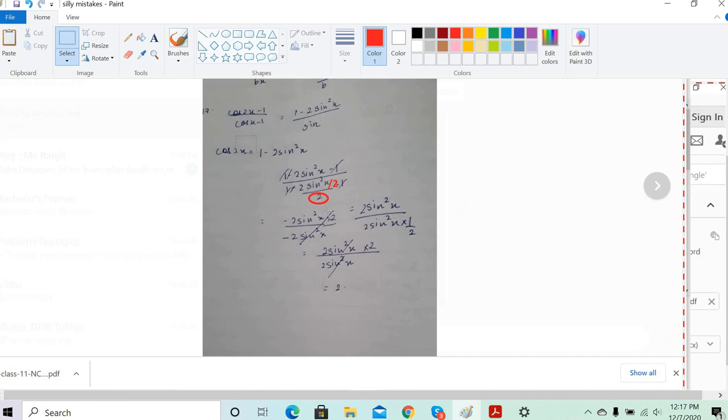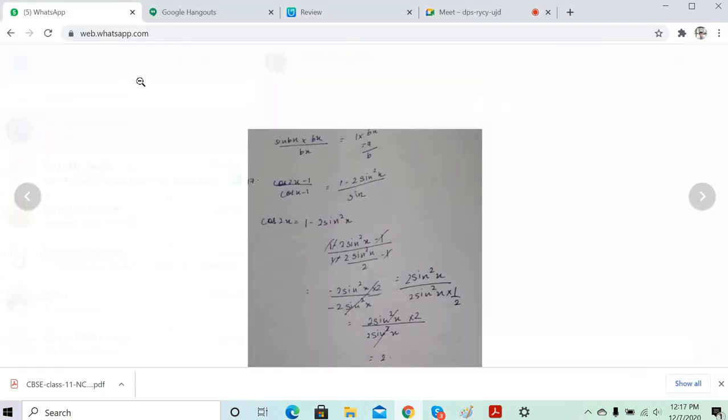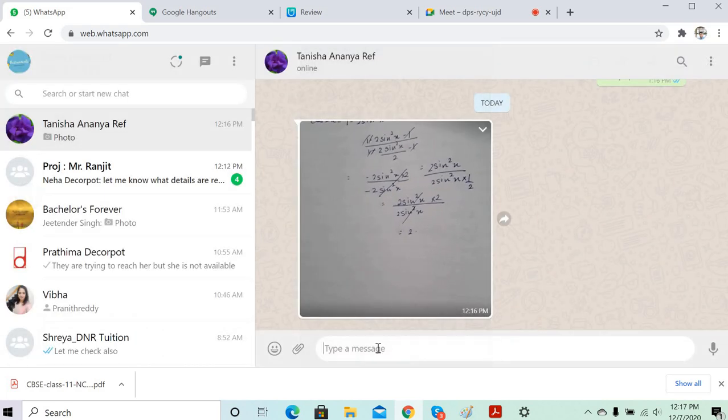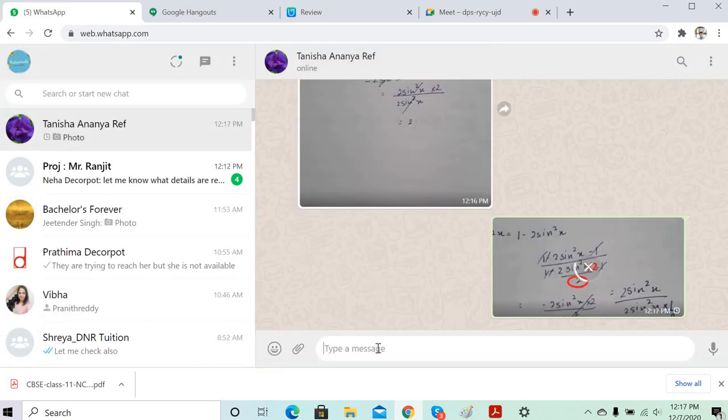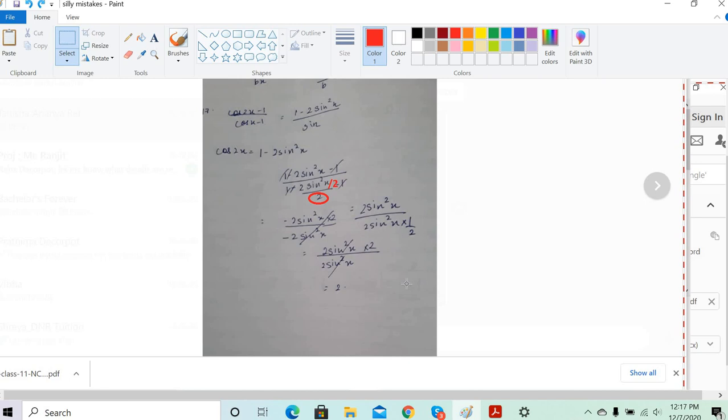I'll just send you where the mistake happened. This is the angle, Tanisha. You got it? Yes, sir. Understood, right? Clear? So this 2 is not there. The 2 is there on the sine square x by 2. The angle is x by 2. So on the top, the angle is x. Understood, right? Clear? Yes, sir.